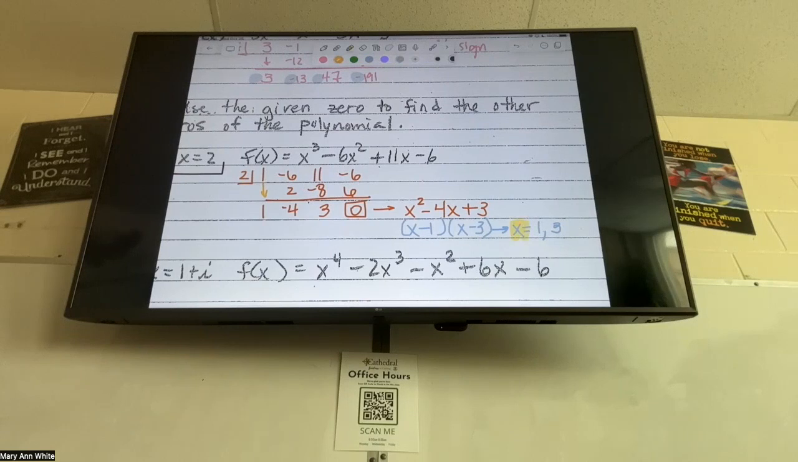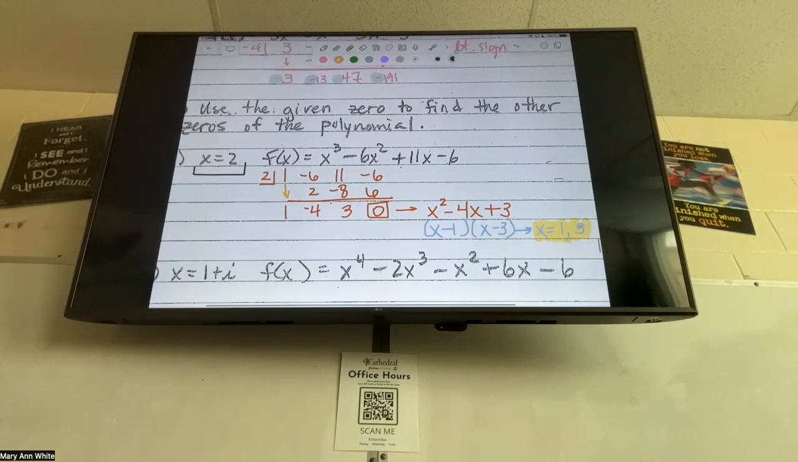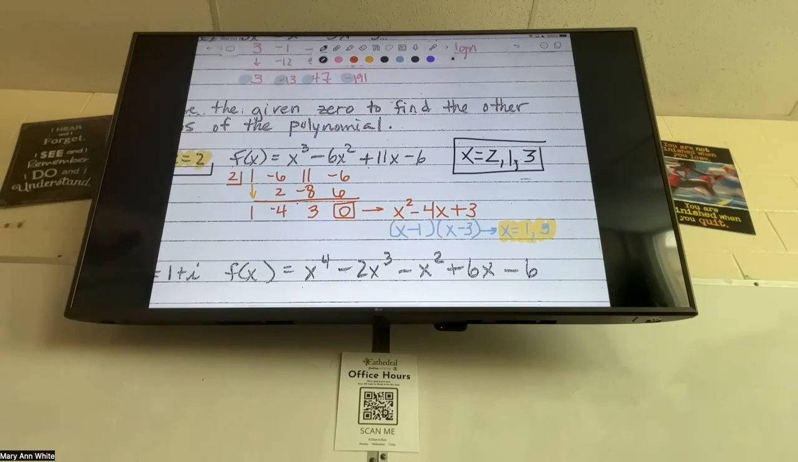Those are my answers, that's it. That being said, do not forget the 0 that was given to us. That also counts as a 0. So my zeros here are x equals 2, 1, and 3. Those are my answers.